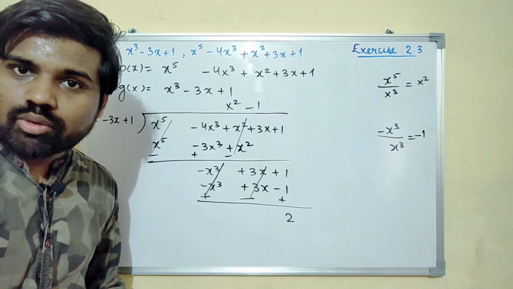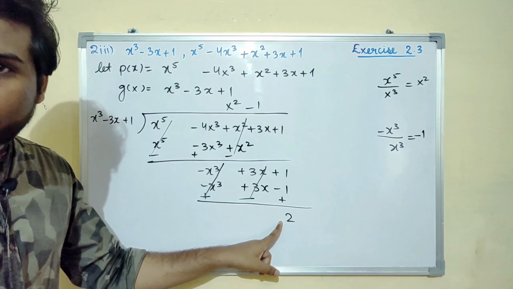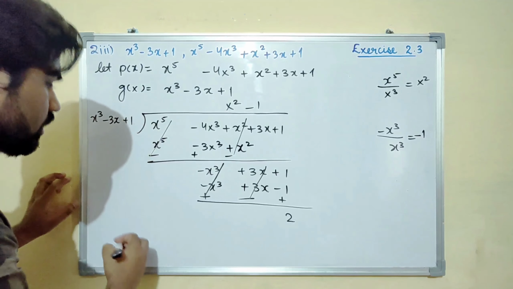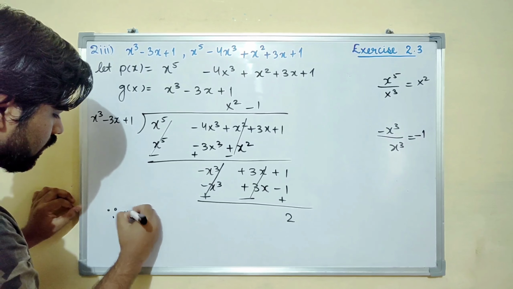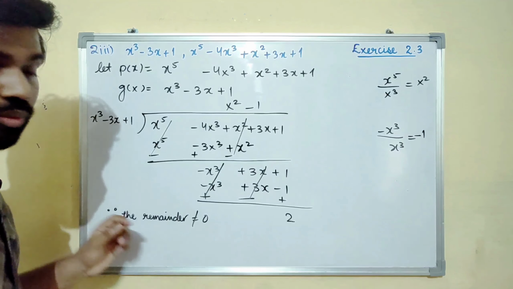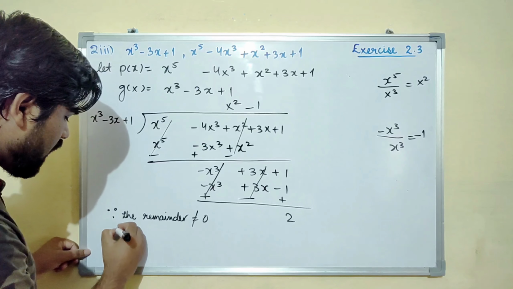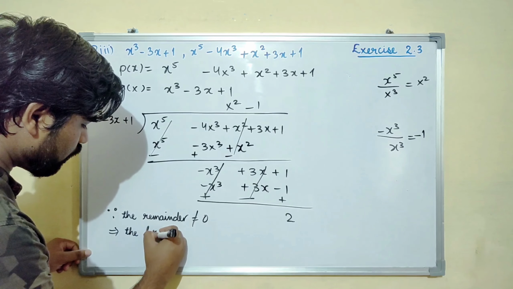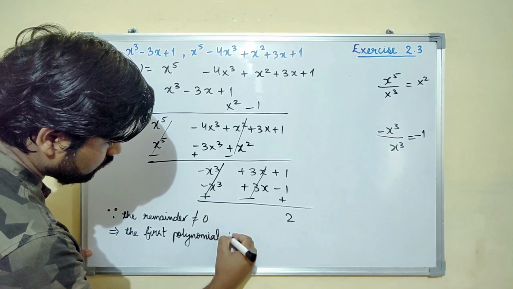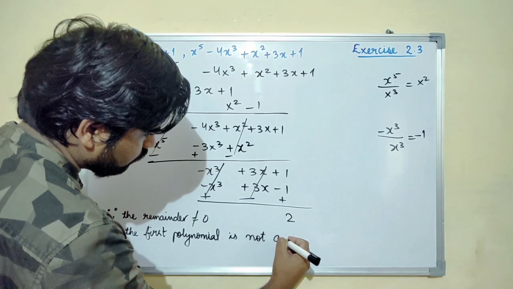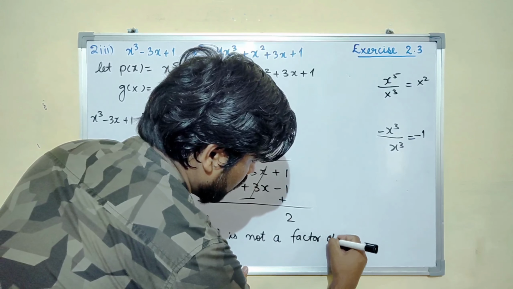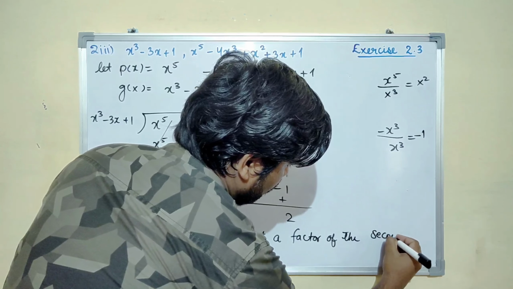That means the remainder is not 0 here, right? You can notice that the remainder is not 0. This means that the first polynomial is not a factor of the second polynomial. Let us write it here. Since the remainder is not equal to 0, this implies that the first polynomial is not a factor of the second polynomial.